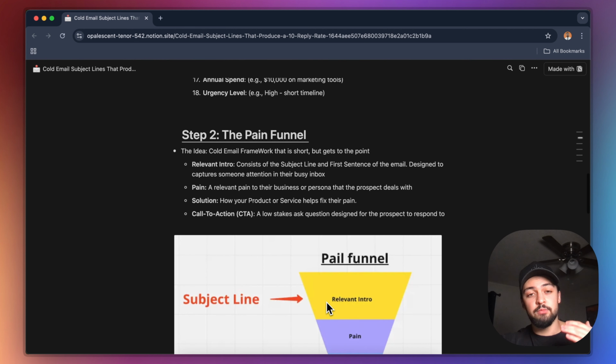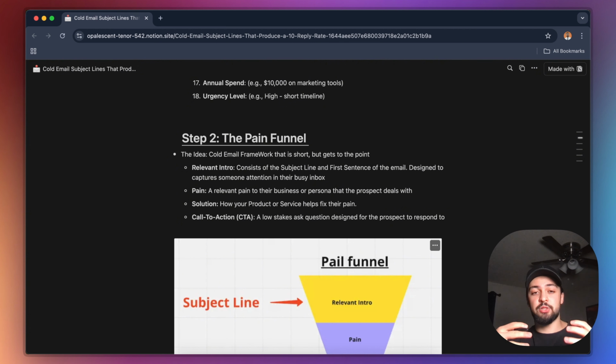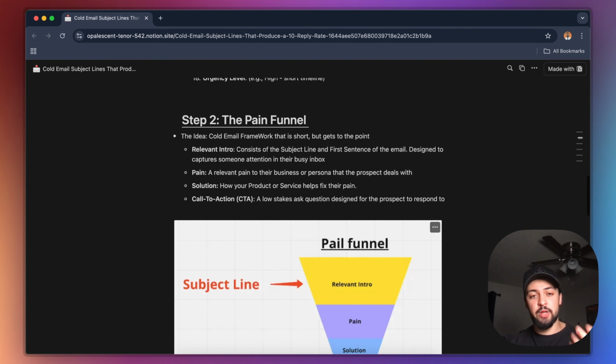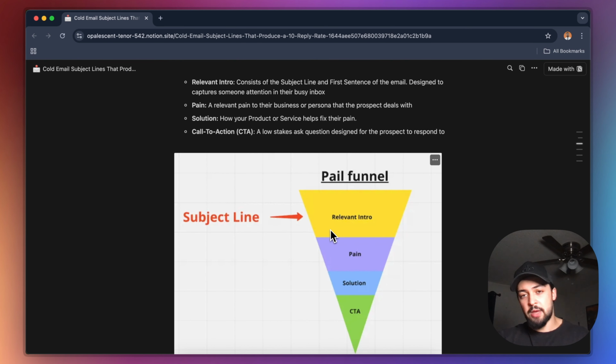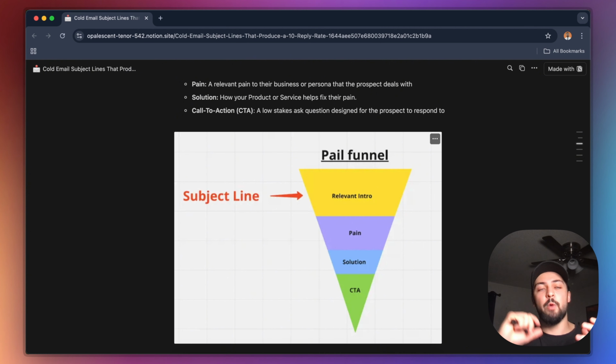So the next thing we will want to cover here is understanding where the subject line is within the actual pitch, right? And the best way to talk about this is the pain funnel. If you guys don't know what the pain funnel is, essentially it's a way of thinking that you use in your cold email to get someone interested in your product or service and ultimately book a meeting. So the subject line is in the relevant intro aspect, where the pain is you talking about the pain of something that you're pitching. The solution is the solution that you're offering, and then the CTA, the call to action, is what you're pitching. For example, the meeting, right, or just to send relevant information. That's what the CTA consists of. But right now, we're going to focus on subject line.